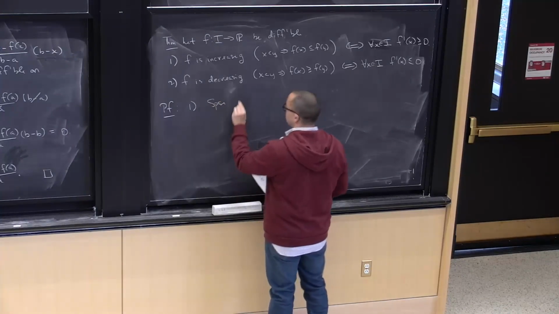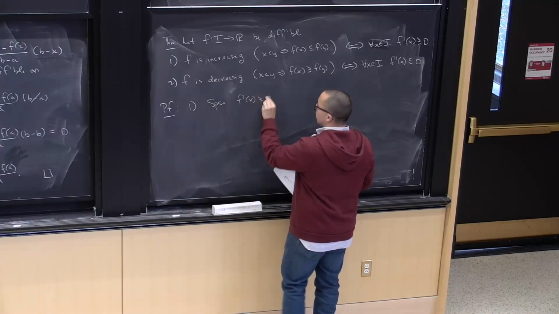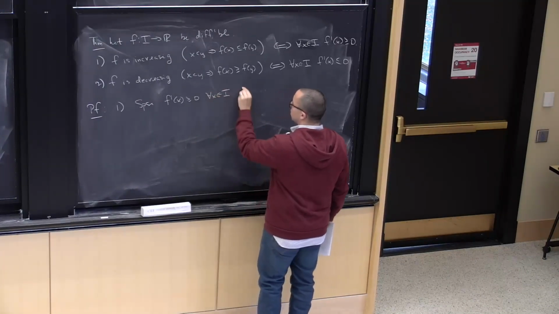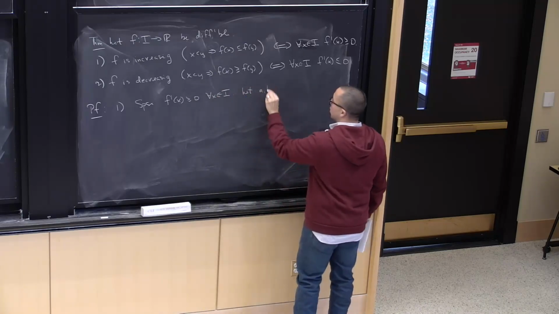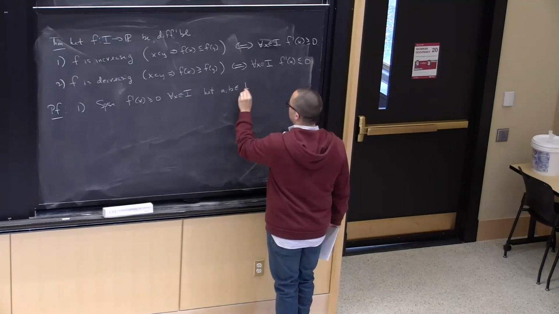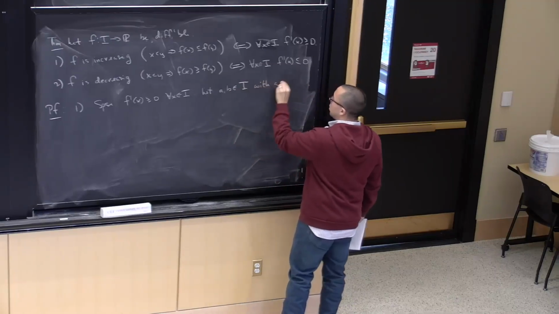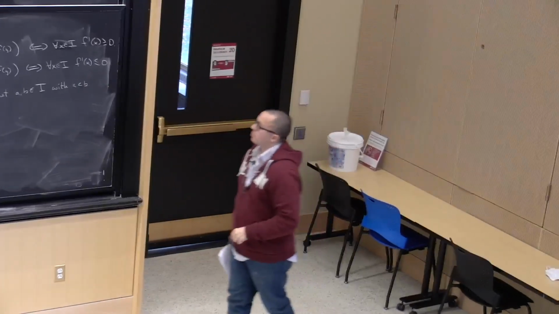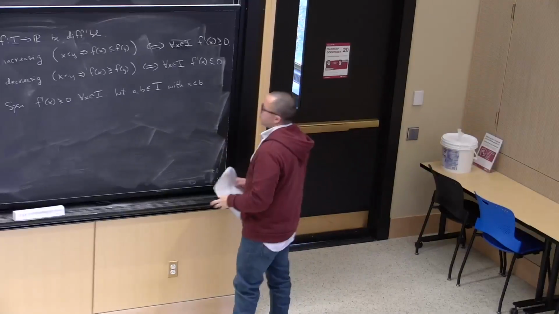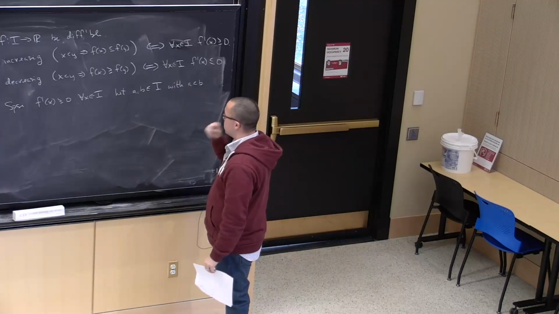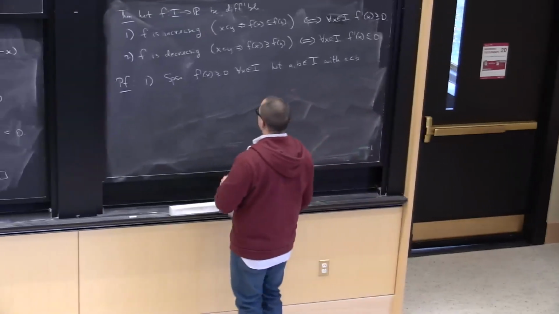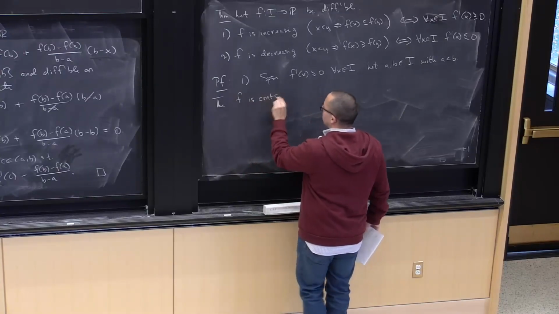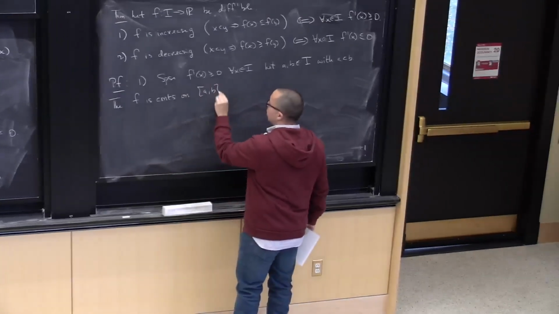So suppose first that f prime of x is always non-negative. Let a, b be in I. We now want to show f of a is less than or equal to f of b. Then f is continuous on this smaller interval [a, b].